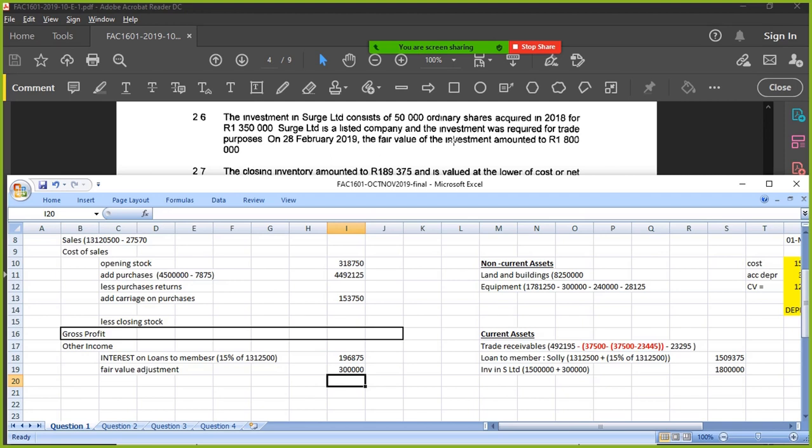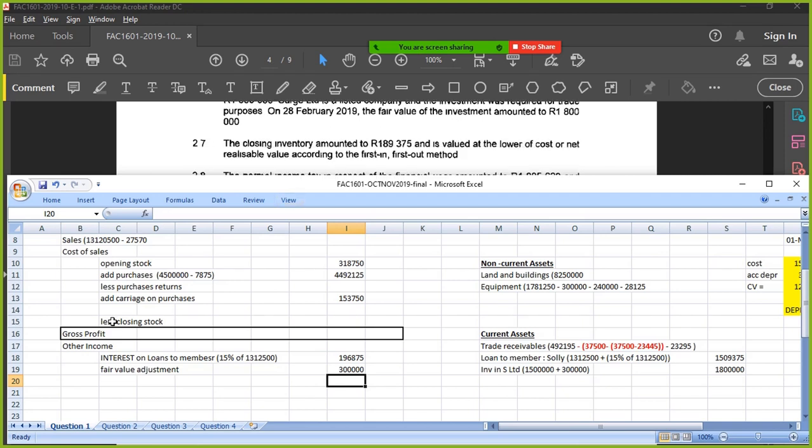Okay, that's complete. Right, closing stock given to us: 189,375. Don't forget to show that on the face of the actual statement, because it's a disclosure line item. Closing stock, closing stock.